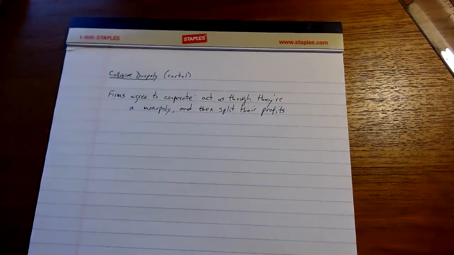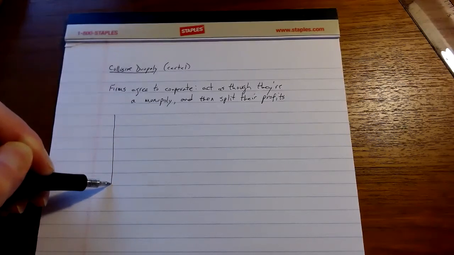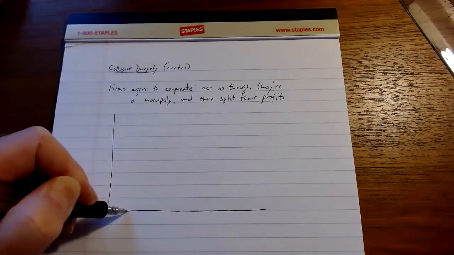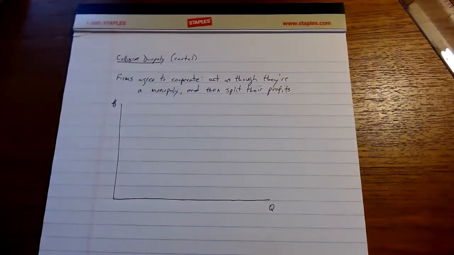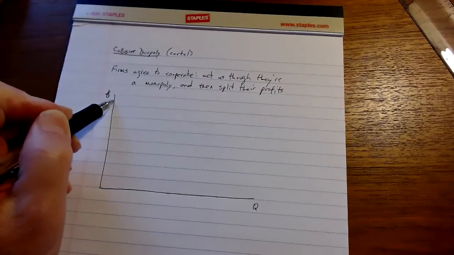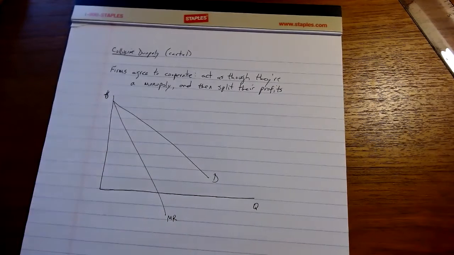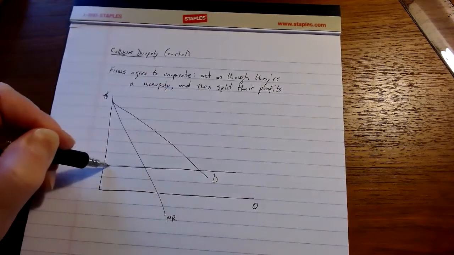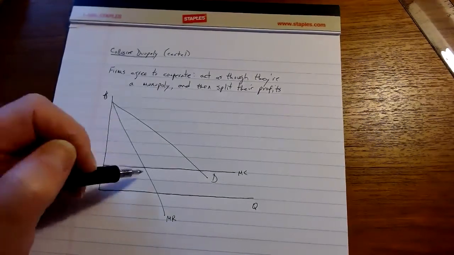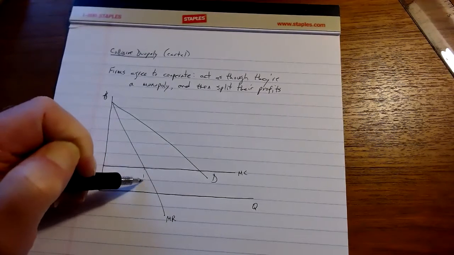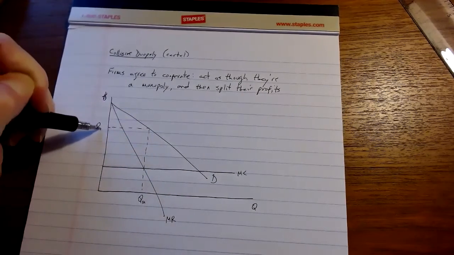Okay, so let's see what this looks like. Imagine that we have a situation where we have two firms. All right, so there's a market demand, maybe looks like that, and marginal revenue that looks like that. And let's suppose that there's a constant marginal cost for all firms in the market. And what we would expect is that if this were a monopoly, the monopoly quantity would be here, and this would be the monopoly price.